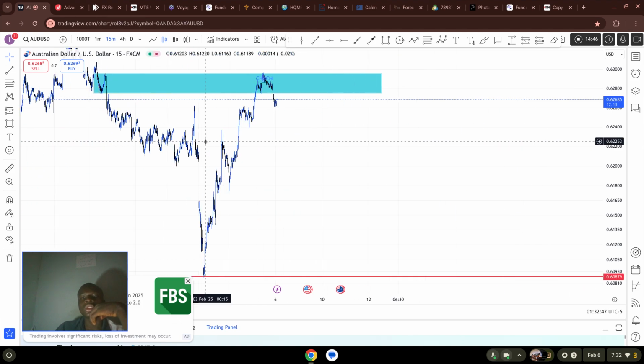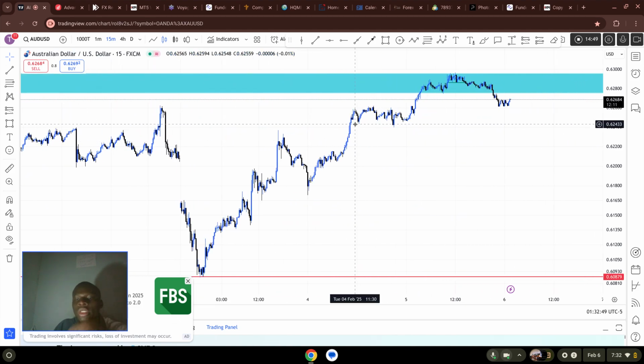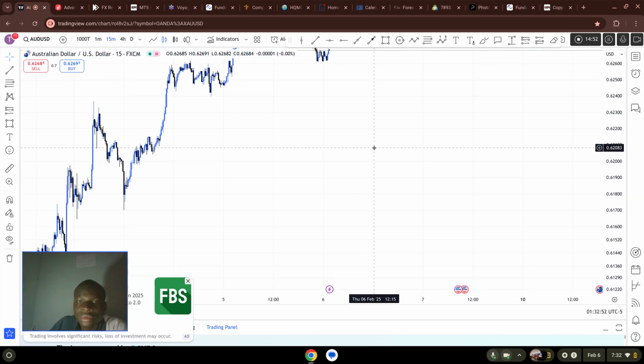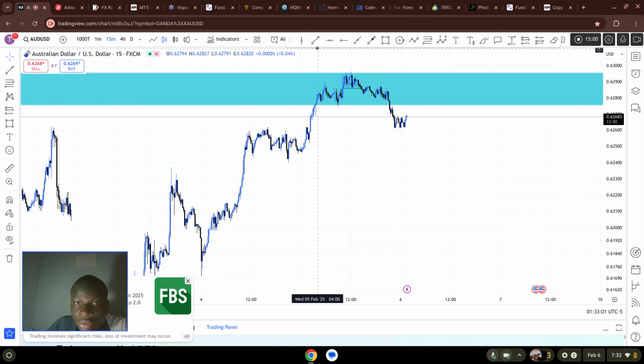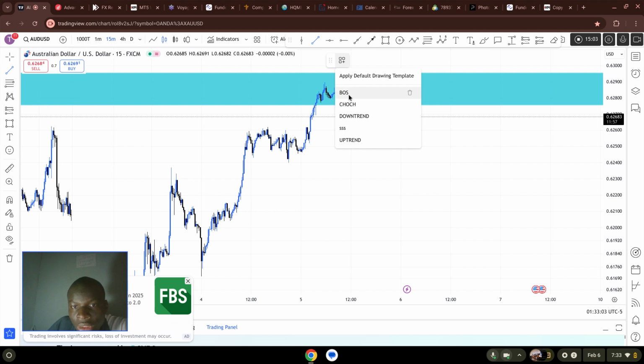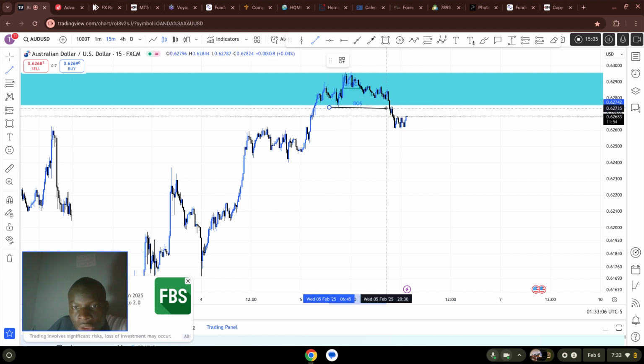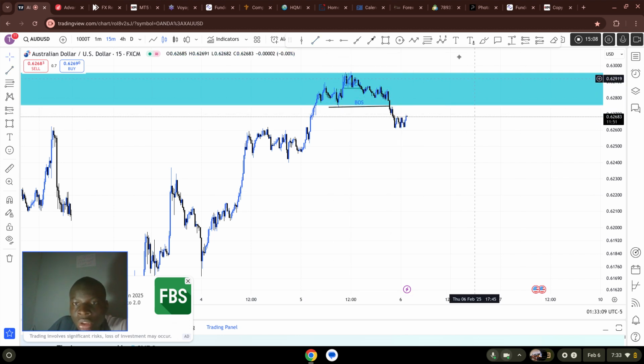So AUD. As you can see, we had a bigger structure from this point here, indicating that the market is trying to shift bearish, maybe at the break of structure. So expect the market to pull back into this nearest supply zone. You take your entry. So liquidity generated.